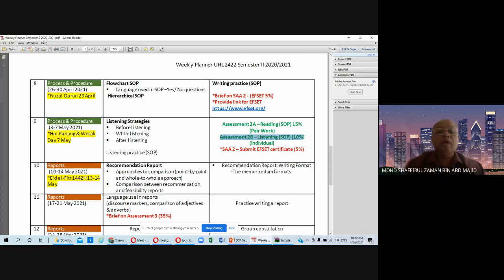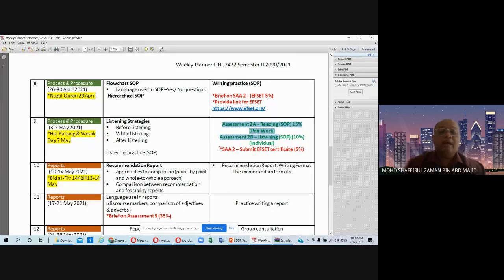So what kind of questions are you going to have, and how many sections will be involved in the listening test? At the same time, you are going to sit for your assessment 2A, which is reading SOP, and it is going to be a pair work. So by now, you should decide who will be your partner for assessment 2A.